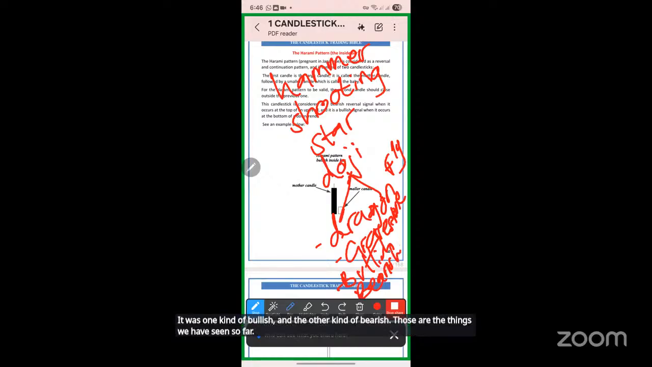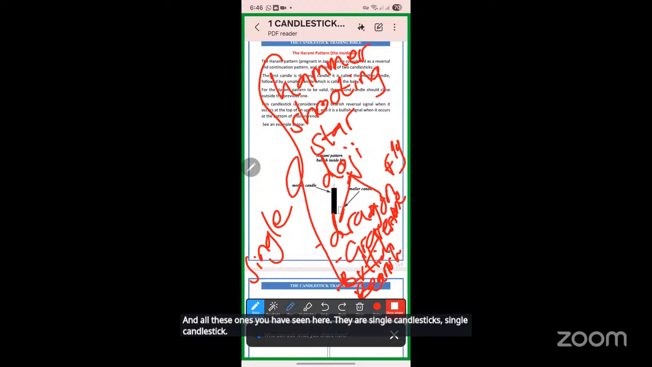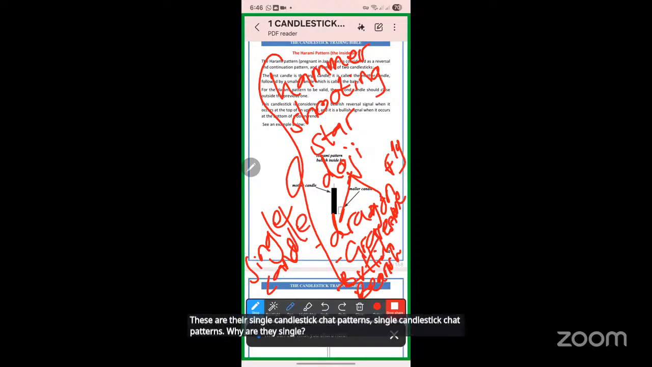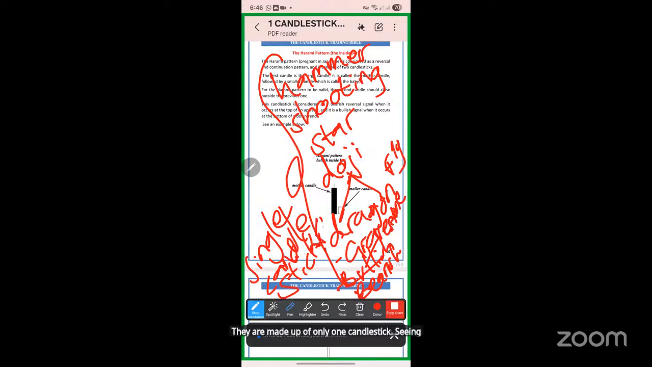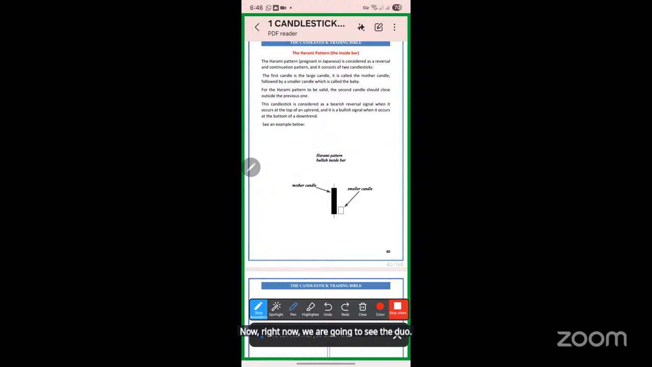All these ones we have seen here are single candlestick chart patterns. Why are they single? They are made up of only one candlestick. Right now, we are going to see the dual candlestick chart patterns.